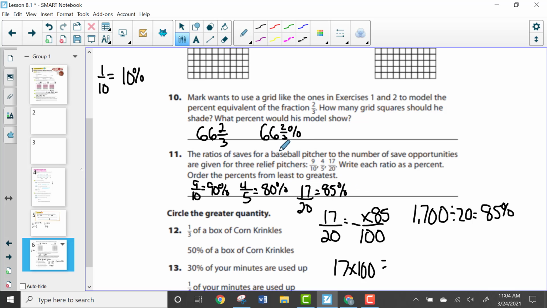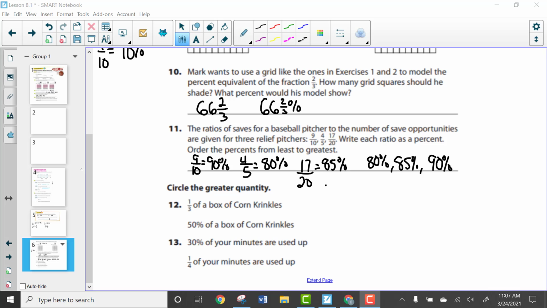Now what we need to do is order the percents from least to greatest, not too difficult here. So we have 80%, then we have 85%, and then we have 90%.